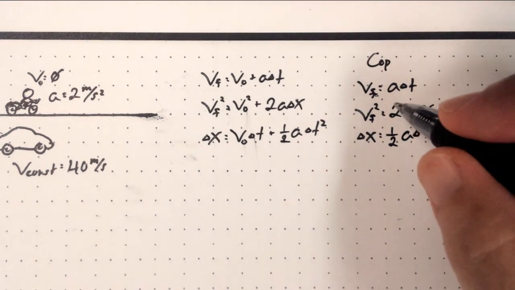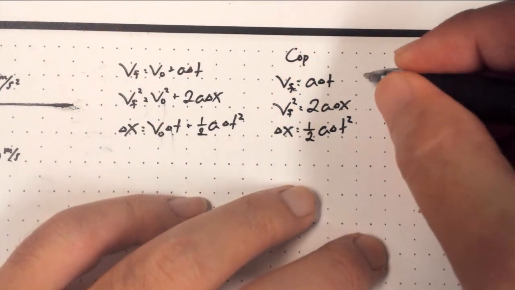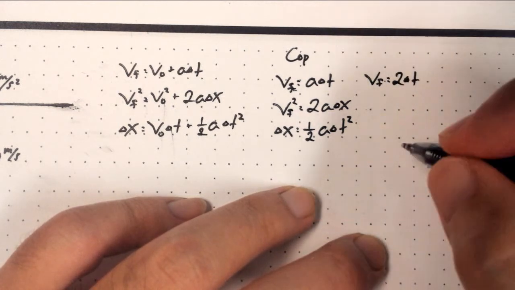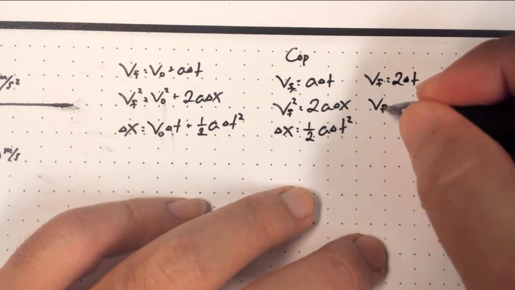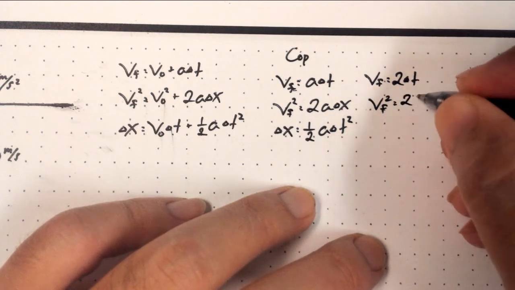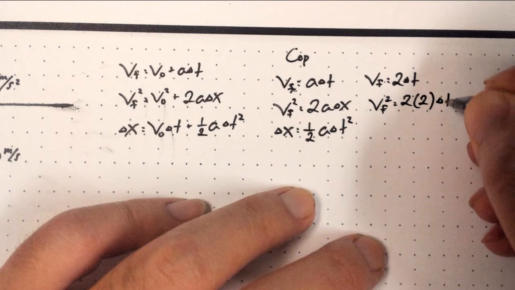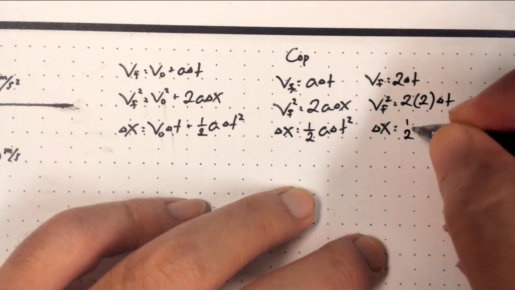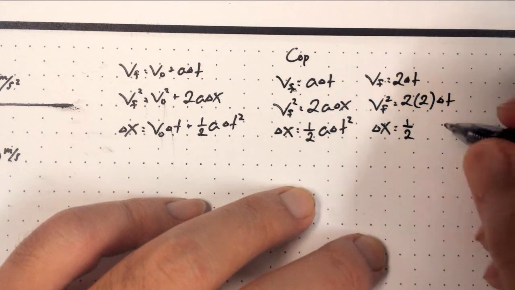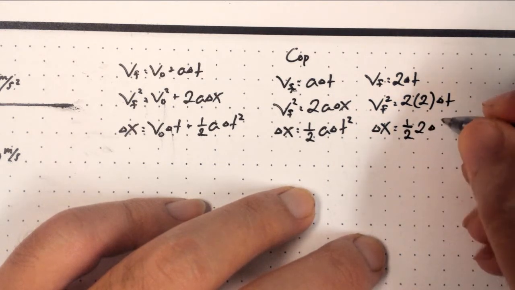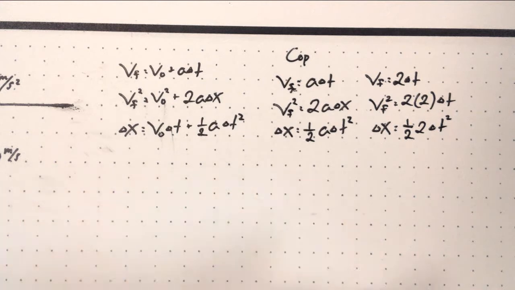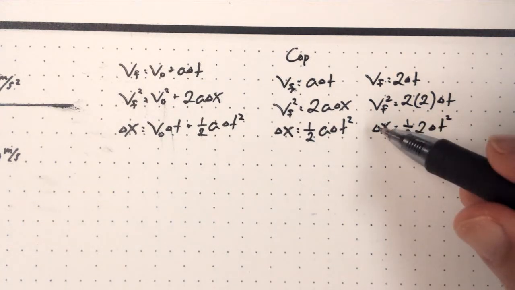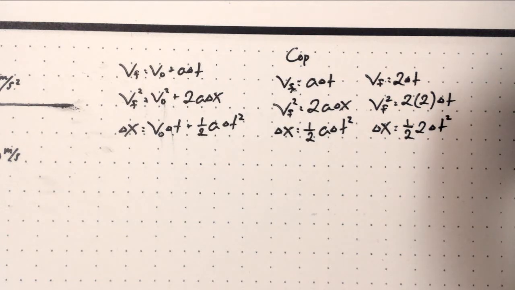So the least we can do is say, all right, a is 2. And so final velocity is equal to 2 times the change in time. I know that final velocity squared is equal to 2 times the change in time. And we know that the change in position, which we don't know at the moment, is equal to 1/2 of 2 times the change in time squared. So if we find the change in time, 2 divided by 2, that's 1. So we'll know how far you go, apparently.